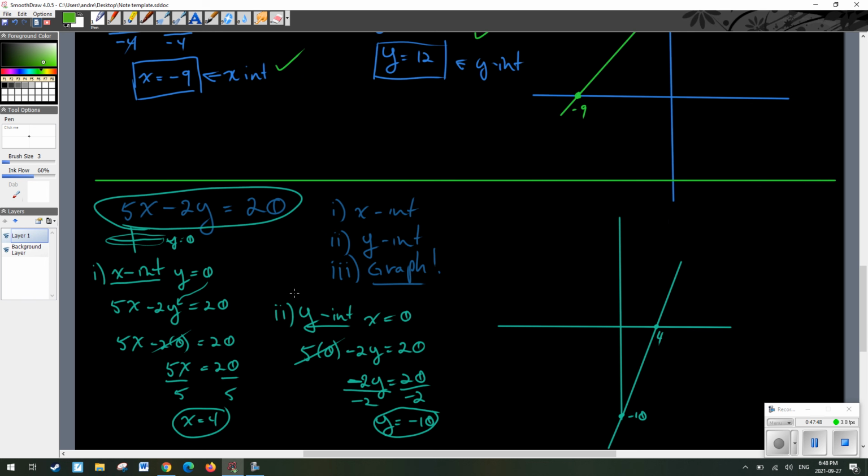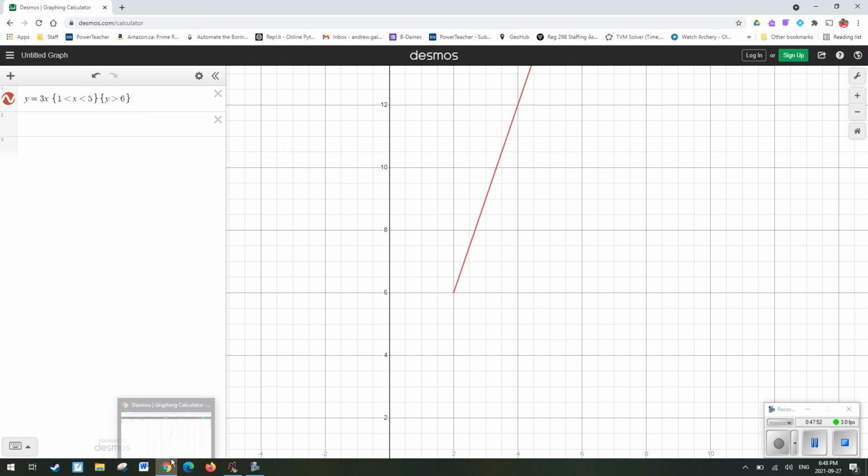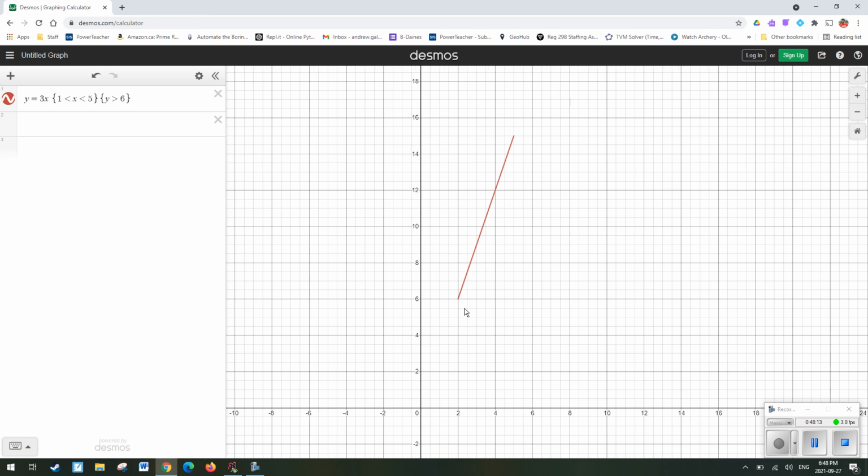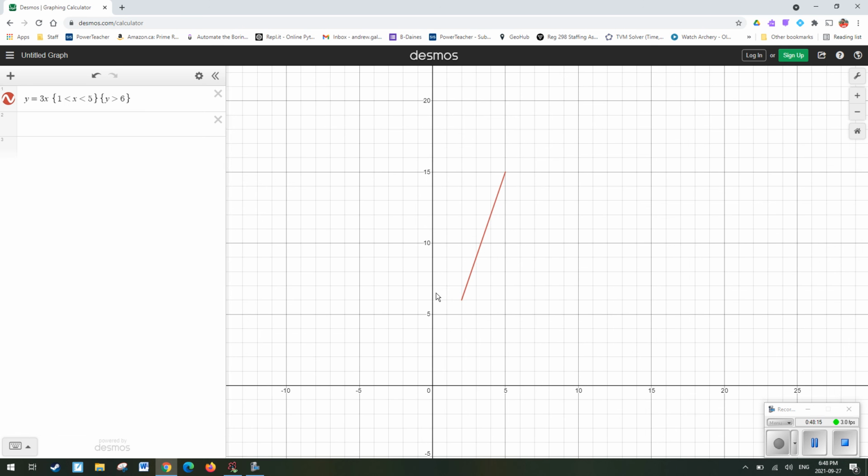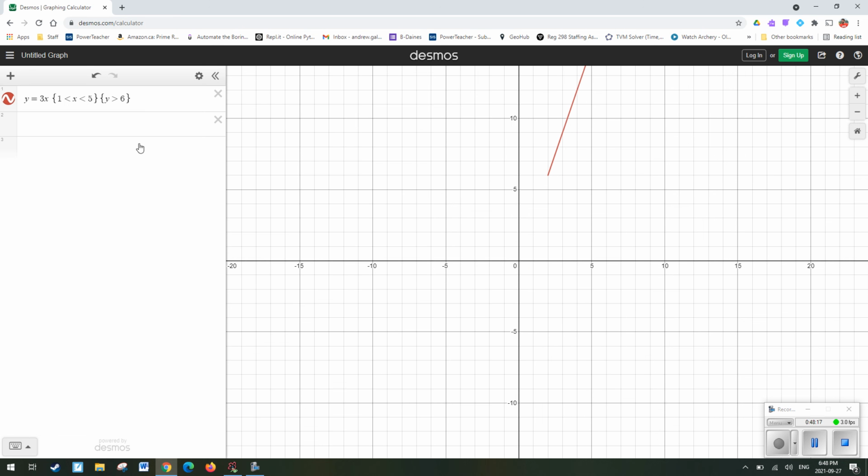I want to pop over and look at something else in Desmos right now. So I want to talk about something called domain restrictions in Desmos. So one of the things that you're going to do today, and I'm going to put up an assignment on Google Classroom, is to create some Desmos art, right? And so you can create Desmos art now that you have a better idea of how to make graphs.